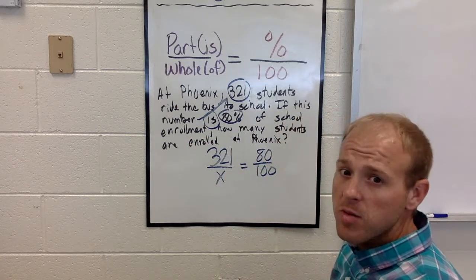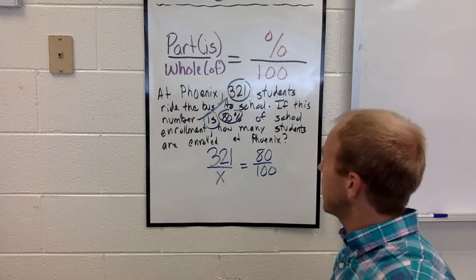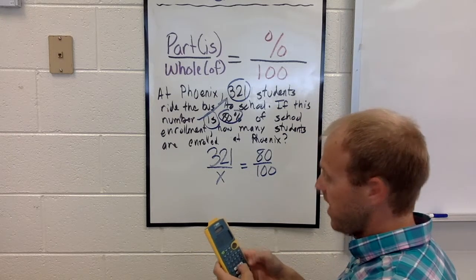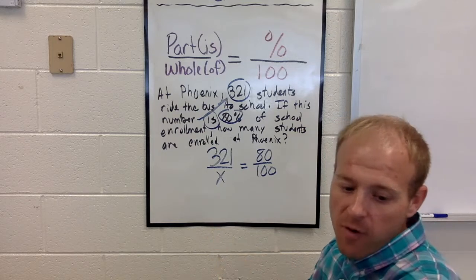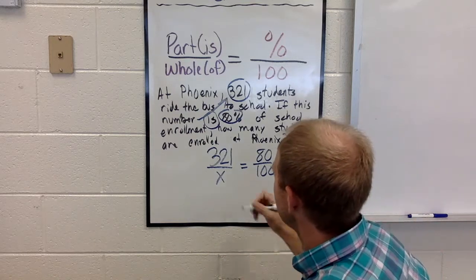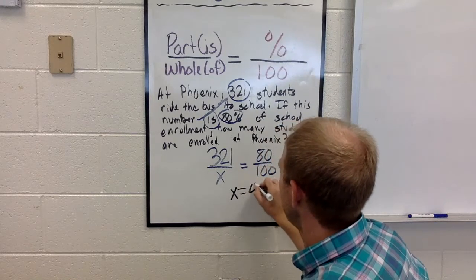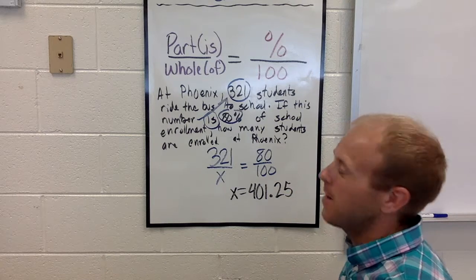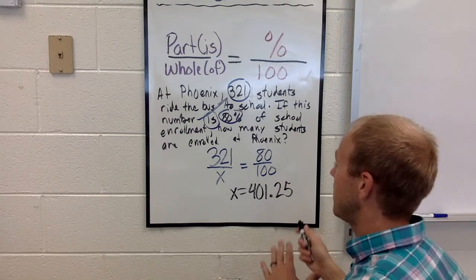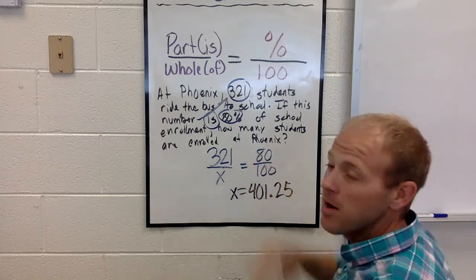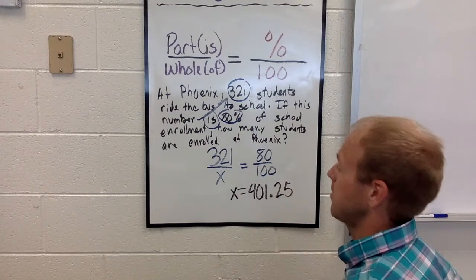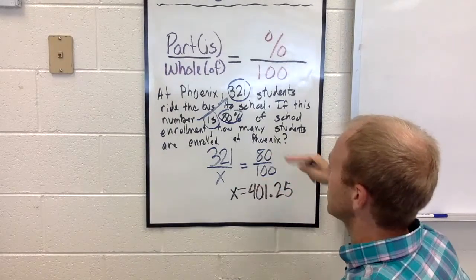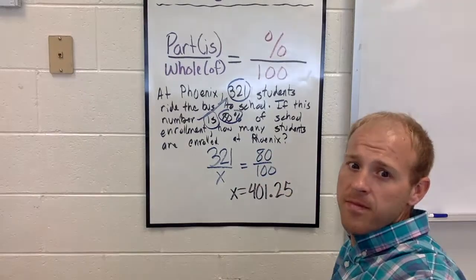Okay, so we're going to cross multiply here. Remember, cross it up. Okay, so 321 times 100, and then we're going to divide that by 80. And you get 401.25 students. Okay, so once again, can we have 0.25 of a student? No. I'm not even going to try to be funny with that. But that means that this is probably a rough estimate. Okay, but that's still our answer. So 401.25. Remember, you just got to use is over of, percent over 100, and cross it up.